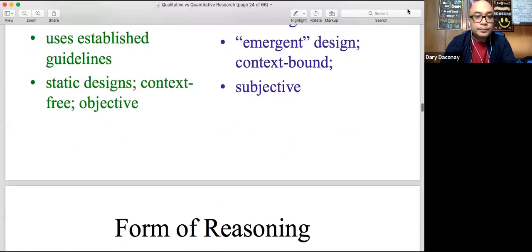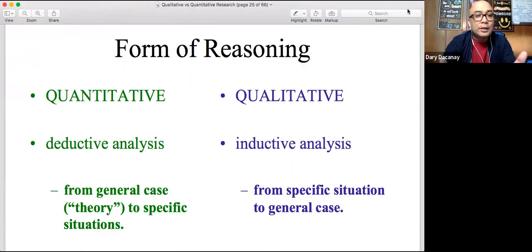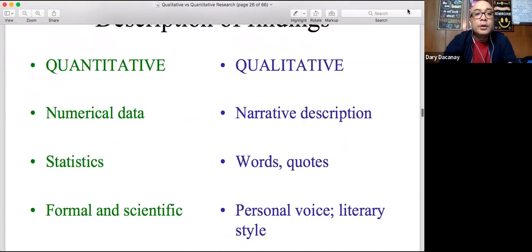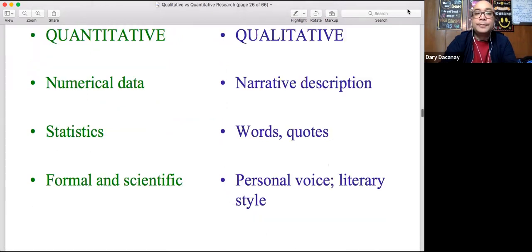It's subjective. Now, the form of reasoning, in quantitative, you do deductive analysis from a general case theory to specific situations. In qualitative, you do inductive analysis from specific situation to focusing on a general case. Okay, descriptions of the findings. In quantitative, you present the numeral data, statistics, formal and scientific. In qualitative, the narrative description, the words, important quotations, the personal voice, the literary style that you will be doing.